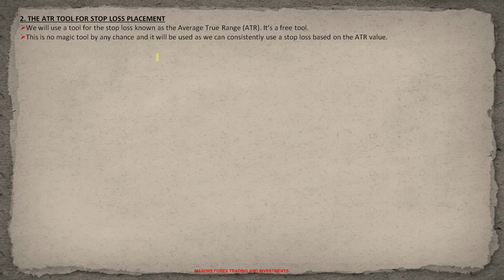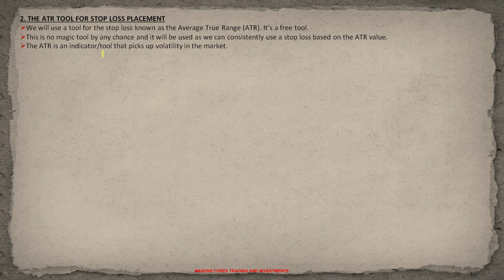Number 2, the ATR tool for stop loss placement. We will use this tool known as the average true range. It's a free tool. This is no magic tool by any chance, and it will be used so that we consistently set a stop loss based on the ATR value.